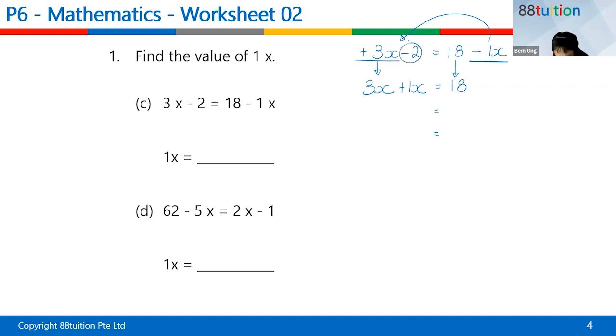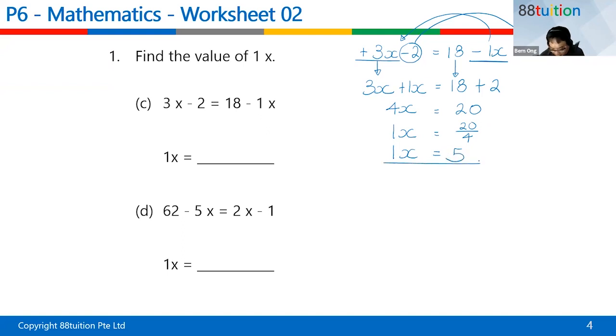Minus 2 is the number. I want to push it across the equal sign. Minus 2 going across is a plus 2. 3x plus 1x is a 4x. 18 plus 2 is a 20. Work downwards. You're looking for 1x. 1x is equal to 20 divided by 4. You can write it as a fraction like that. But that also means it is an improper fraction. You can simplify it to give you a 5.